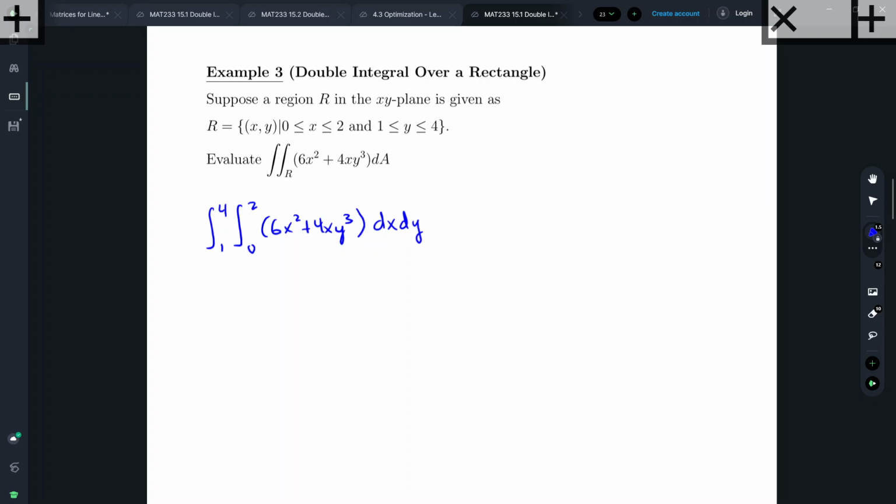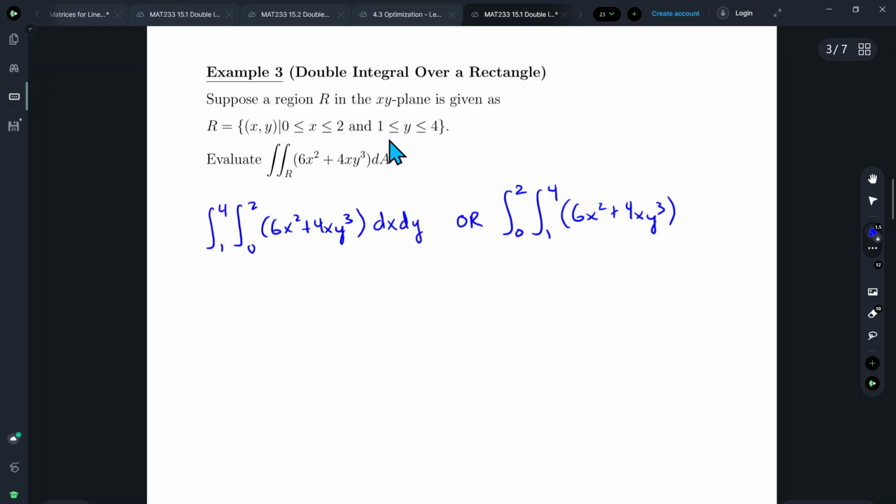But again, Fubini's theorem says that it can actually be written either way. Written the other way, it will be 0 to 2, and then 1 to 4. The function is the same, 6x squared plus 4xy cubed. Here the 1 to 4 is for y, and the 0 to 2 was for x. Again, it can be calculated either way, but to save time, I'm just going to calculate it the first way here.